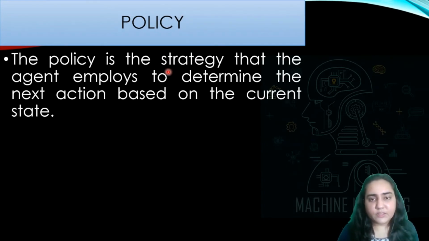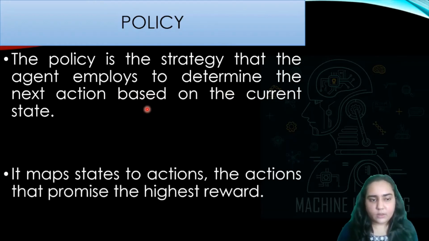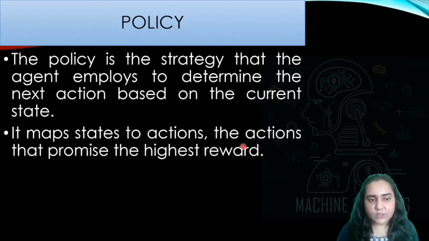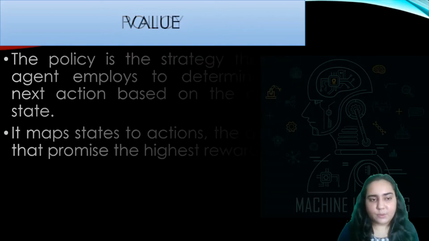The next term is policy. The policy is the strategy that the agent employs to determine the next action based on the current state. It maps states to actions, the actions that promise the highest reward. So policy is all about getting a reward. What should you do to get a reward? Policy does a mapping of different states, what actions you can take at that state, and what kind of reward you can get if you take that particular action in that particular state. That mapping is policy.